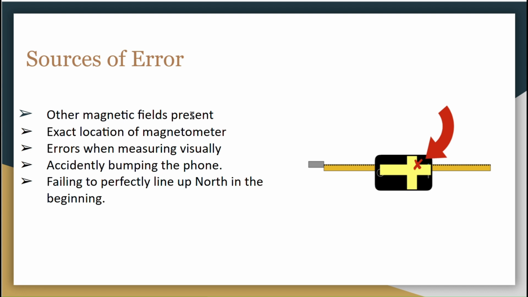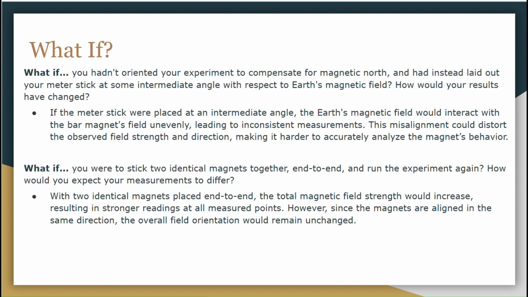The exact location of the magnetometer is not found. There were errors when measuring visually with these millimeters. We were probably off by a couple millimeters here and there. And accidentally bumping the phone did not help. Also, we failed to perfectly line up with the north at the beginning, and we also probably bumped it here and there, meaning that our data is skewed. Okay.